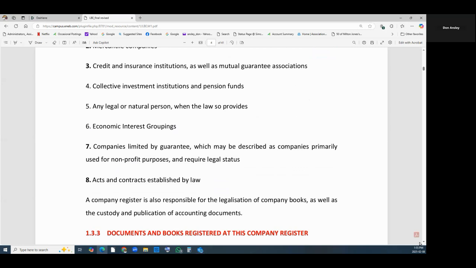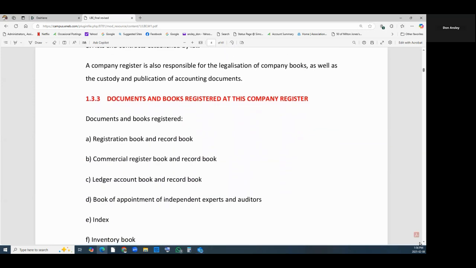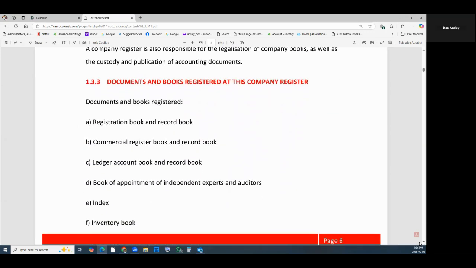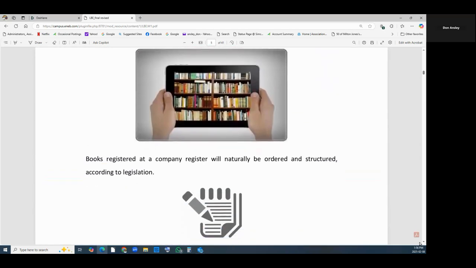The company register is also responsible for the legalization of company books, as well as the custody and publication of accounting documents. Documents and books registered at this company register are the registration book and record, a commercial registry, a register book, and the record book, the ledger's account book and record book, a book of appointment of independent experts and auditors, the index inventory book.